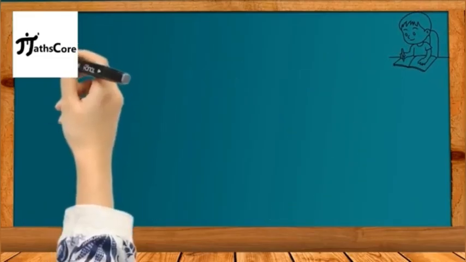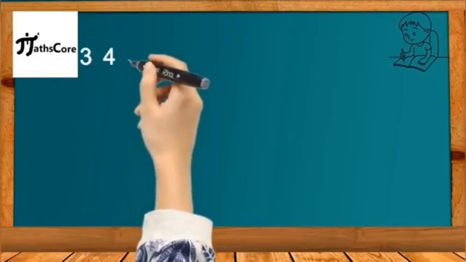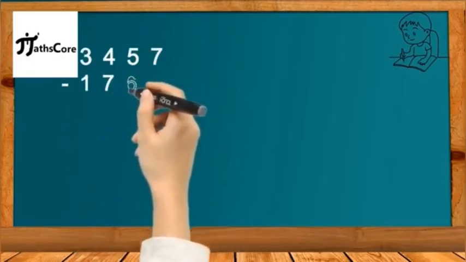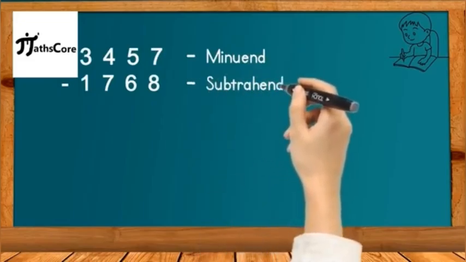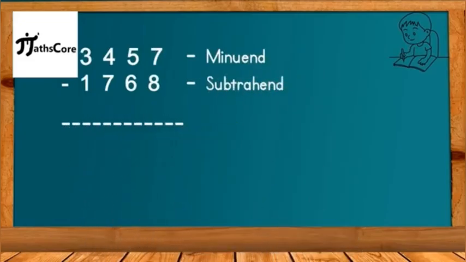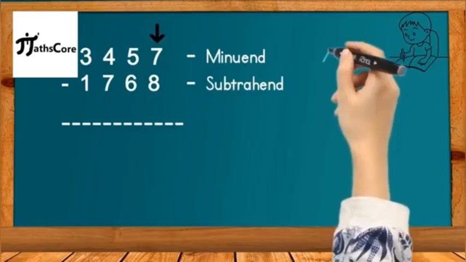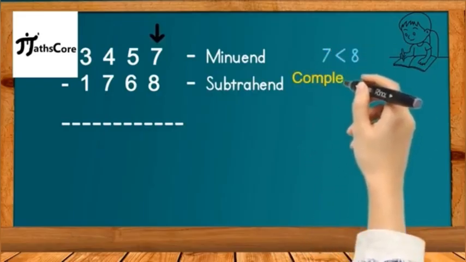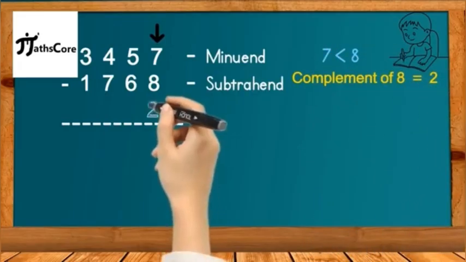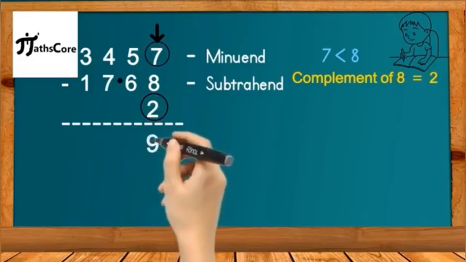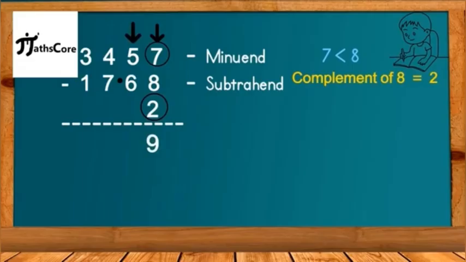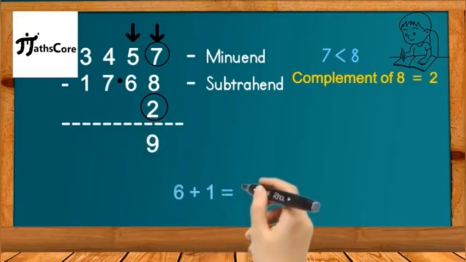Let's take an example of a 4-digit number. The example is 3457 minus 1768. In this example, 3457 is the minuend and 1768 is the subtrahend. Now starting from the unit place digit, 7 is less than 8. So find the complement of 8, which is 2, and write it below 8. And put a dot before the tens place digit of the subtrahend, 6. Now add this complement 2 to 7. So 7 plus 2 is 9. At the tens place dot 6 is there. Dot 6 means what? 6 plus 1 is equal to 7. So 5 is less than 7.